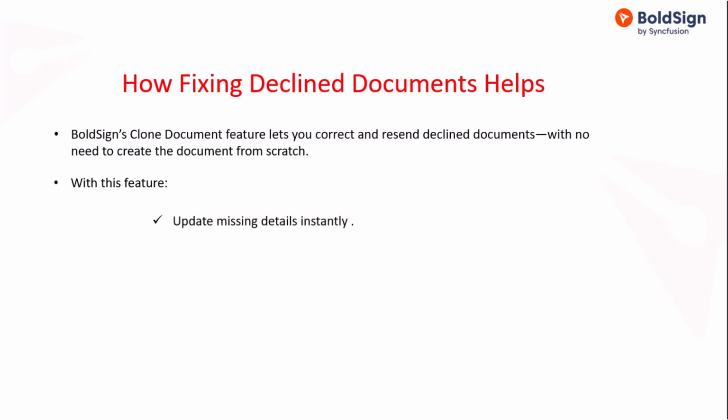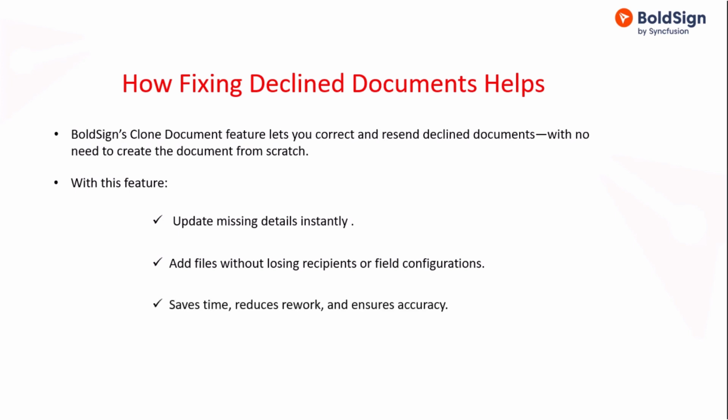You can update outdated text using label fields, upload missing files, and correct any information while retaining all existing recipients and field configurations. This saves time, reduces rework, and ensures the updated document is accurate before resending.